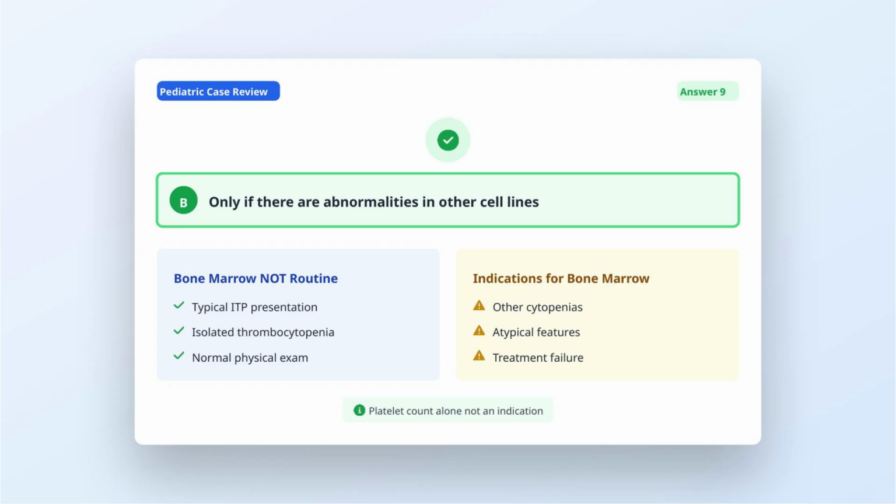Current guidelines do not support routine bone marrow examination in children with typical features of ITP. Other indications might include atypical clinical features, failure to respond to first-line therapy, or consideration of second-line treatments. The absolute platelet count alone is not an indication.